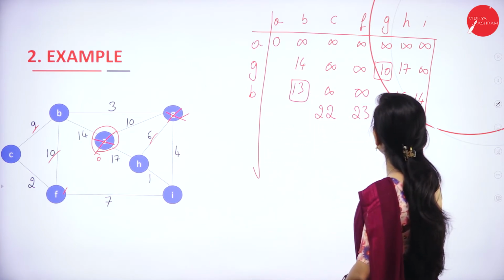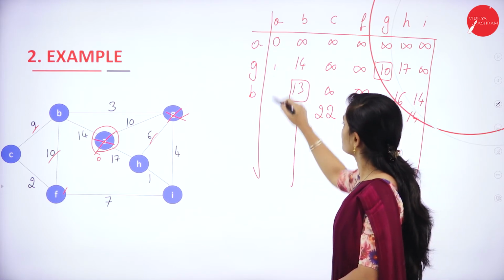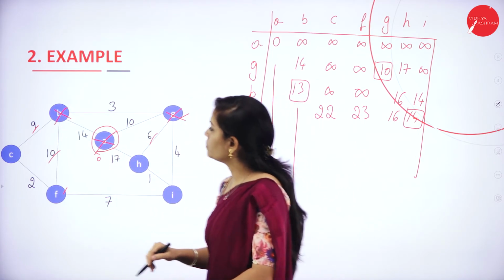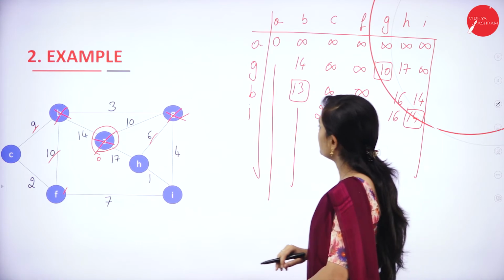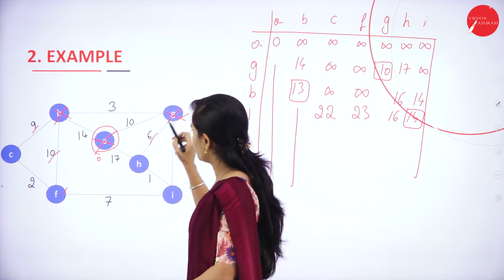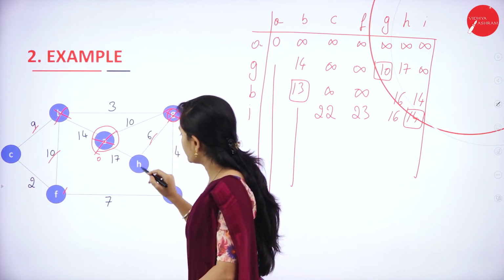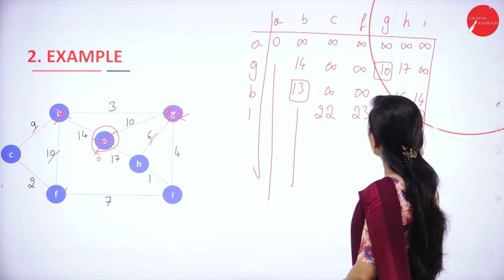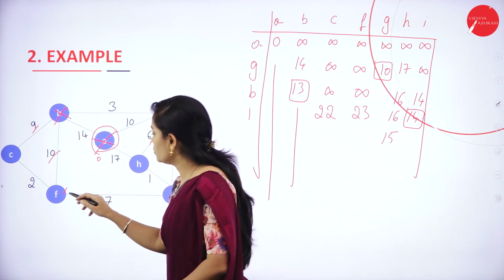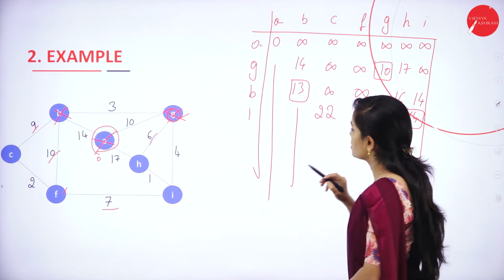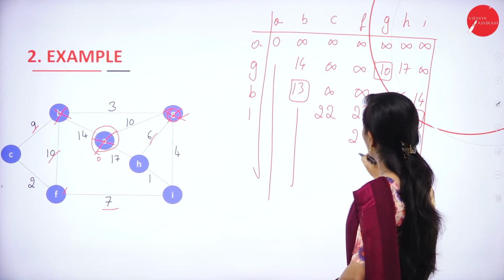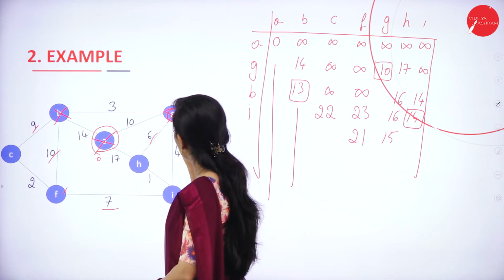So among these values, the least value is 14. It comes under vertex I. So you can cancel this B also. And now vertex I is connected to H and G and F. So G is already visited. So I to H. So least value is 14. I to H is 1. So 14 plus 1, 15. And I to F, it is 7. So 14 plus 7, it is 21. I to F, it is 21. And I to G is already visited.